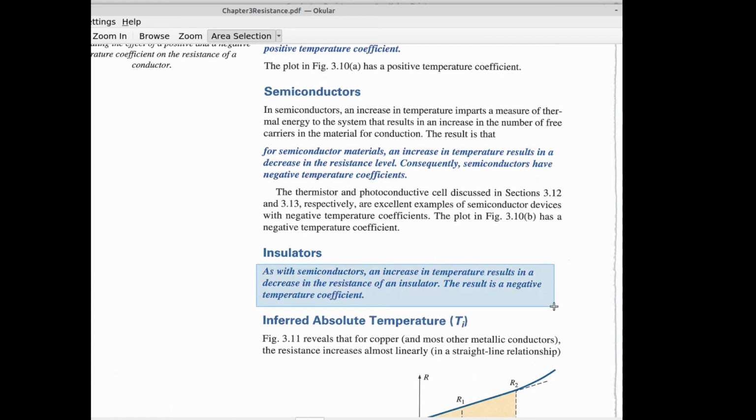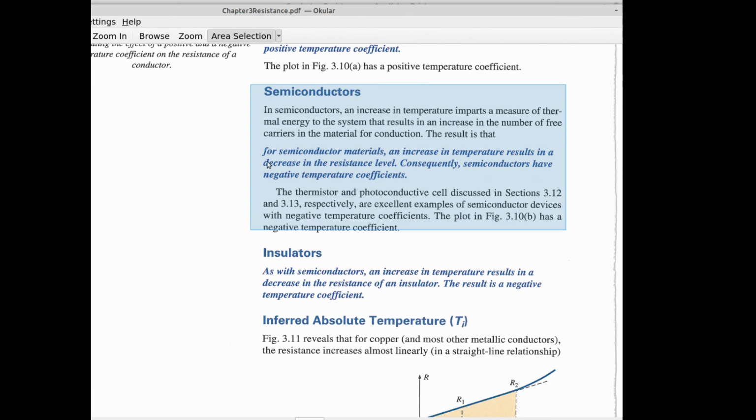So just to be clear, conductor means that it's a material that easily conducts electricity. An insulator means it's a material that does not conduct electricity easily. It has a very high resistance. However, it can conduct electricity. It just doesn't conduct it very well. It just has a very high resistance. And semiconductors then are somewhere in the middle.